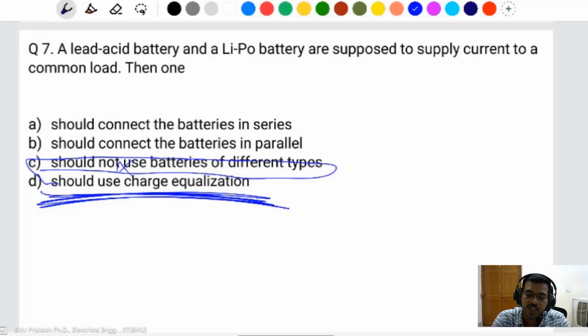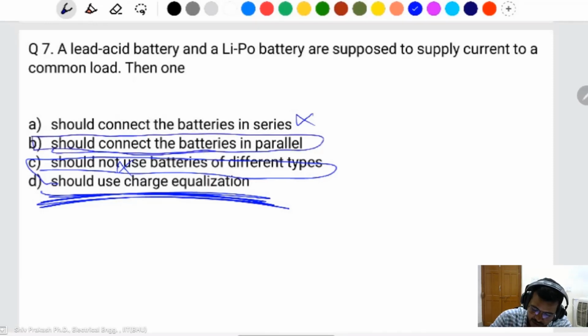The charge equalization is very important in that case. There is a very big difference in the SOC if you connect this one, because the depth of discharge of lead acid battery is very small with respect to the lithium ion battery. It is very quickly discharged and the lithium ion battery can't be fully utilized. That's why it should not be connected in series, but should be connected in parallel.